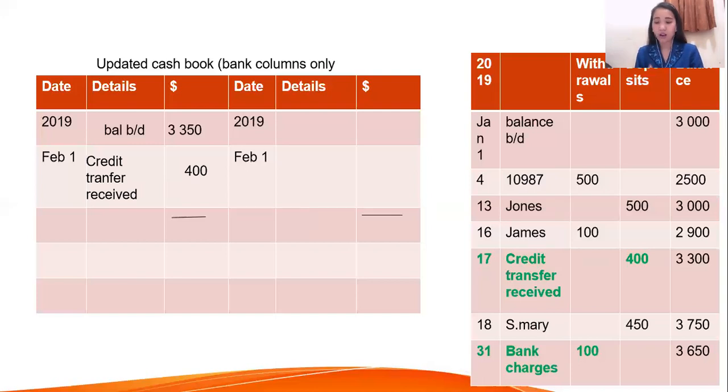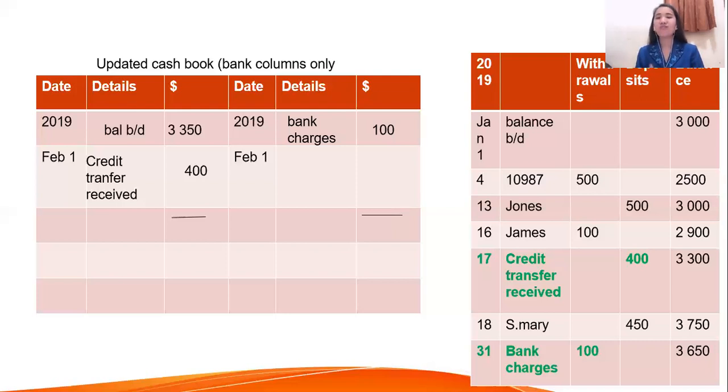Okay, the next one is bank charge 100. Bank charge 100 is a withdrawal, or we can also say it is on the debit side for the bank statement, so it decreases the bank statement. So if you want to record this transaction into our cash book, we put it on the credit side because it decreases our cash book. So have a look. Just write the same details, bank charges, and the same number. Very easy.